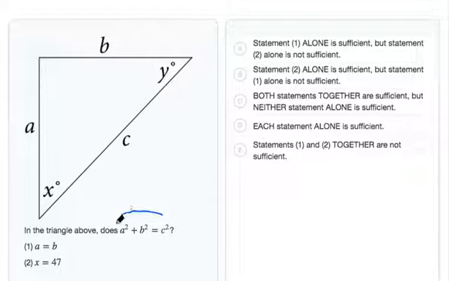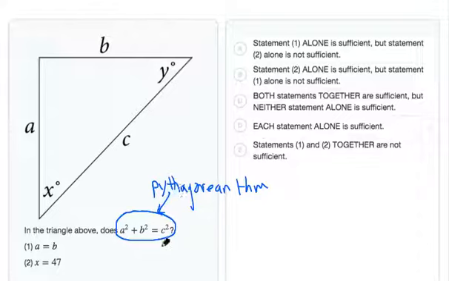So we're essentially interested in whether we can answer if this holds. And to answer if this holds means, is our triangle a right triangle. So this is the Pythagorean theorem, and we're after whether this whole thing is a right triangle. If it is a right triangle, then the Pythagorean theorem holds, and we can go ahead and say, yes, that is true. So when we consider each statement individually, we're looking at whether we can determine if this is a right triangle or not. So let's go ahead and consider statement 1.